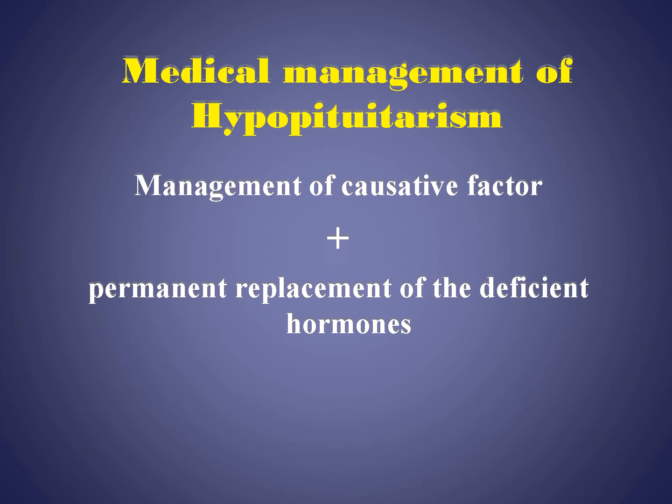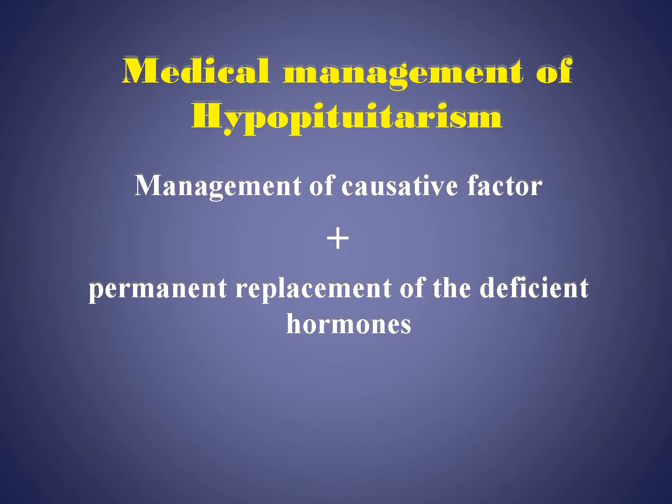How do we treat a case of hypopituitarism? Simply, we give the child hormonal replacement therapy according to the hormones that are defective in his body, based on the clinical and laboratory diagnosis as previously discussed, and we should search for the etiology and manage it. So the management here is divided into two parts. First, management of the etiology causing hypopituitarism.